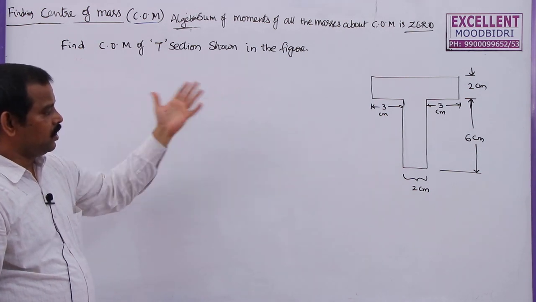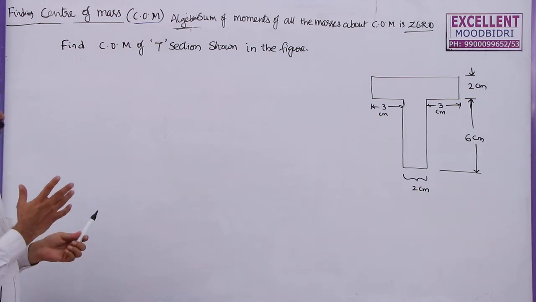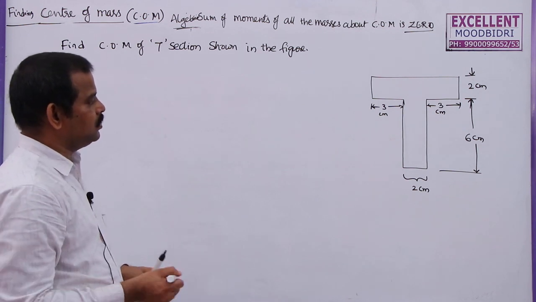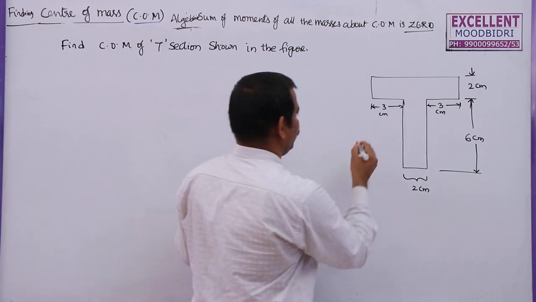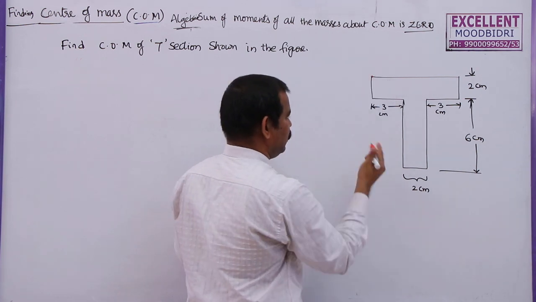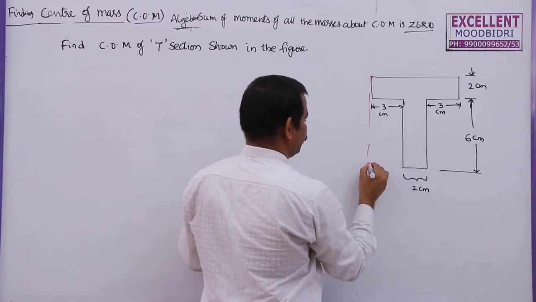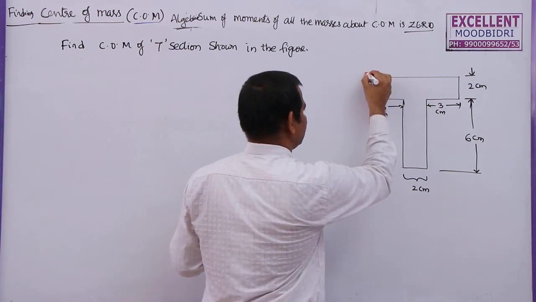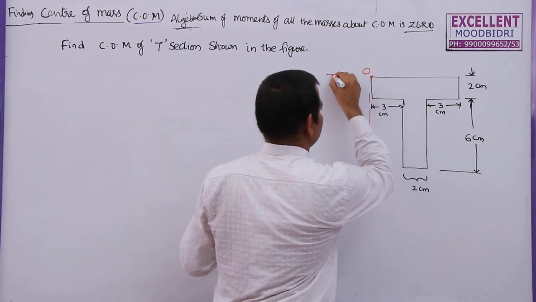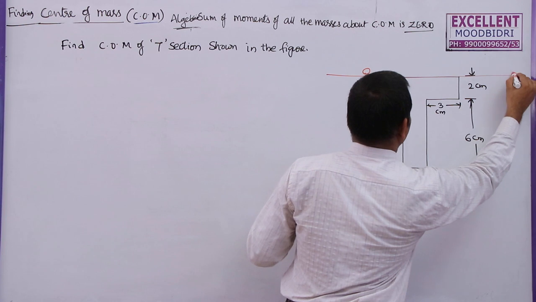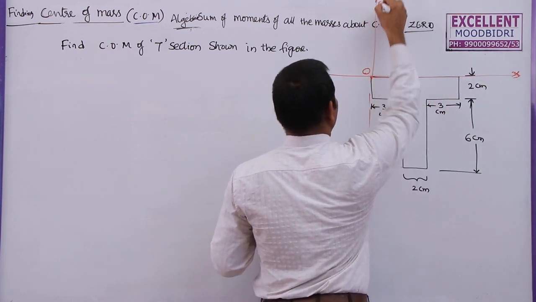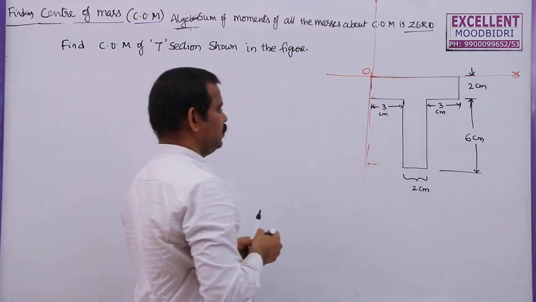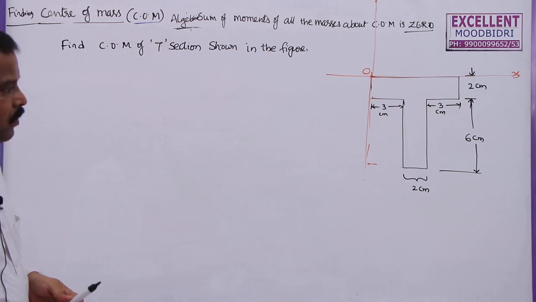Now I need to find out the center of mass of this one. To find the center of mass of such bodies, we need to consider the origin somewhere in this diagram. So we can consider the origin somewhere here, or at this point here. As you like, but let us say this is the origin, that means this point is at origin. So this will be the x-axis and this will be the y-axis. So first we have to construct this coordinate system here. Now based on this I am going to find the center of mass of the system.